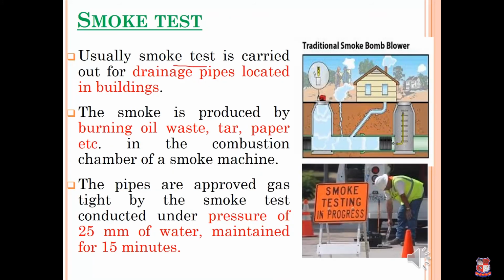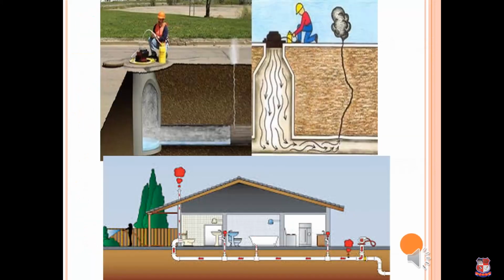Generally the smoke test is carried out for the drainage pipes which are located in buildings, and smoke is produced by burning oil waste, tar, paper, etc. in the combustion chamber of the smoke machine. Generate smoke in the smoke machine. The pipes are approved gas tight by the smoke test, which is to be conducted under a pressure of 25 mm of water maintained for 15 minutes. If you can maintain 25 mm water pressure for 15 minutes, you can say that it is free from any difficulties related to smoke or gases. Here some more figures show how to generate the smoke and how to measure it.